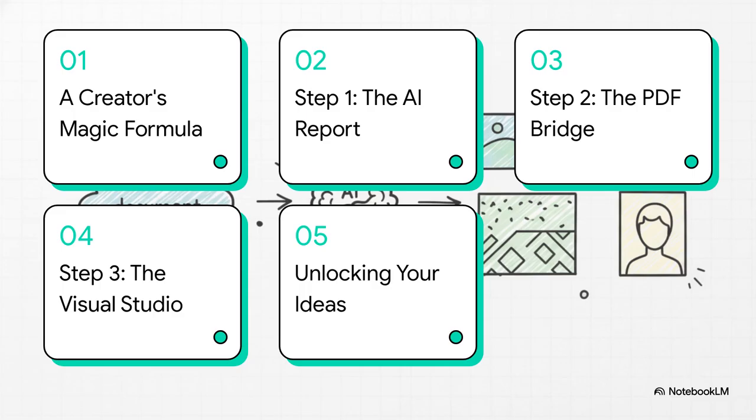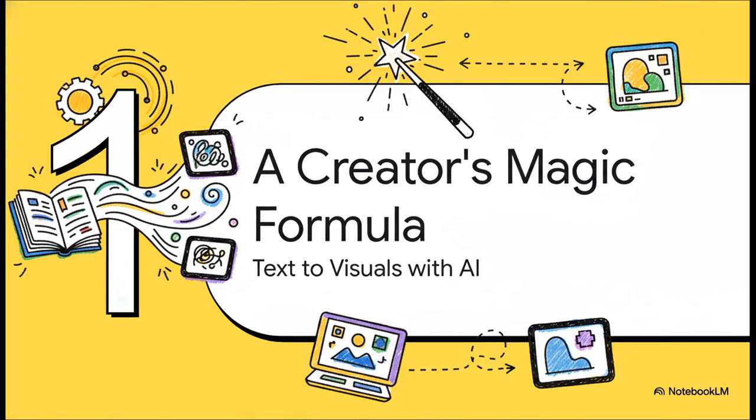Okay, so here's our game plan. First, we'll talk about what I'm calling a creator's magic formula. Then we'll walk through the 3 steps. Step 1, the AI report. Step 2, the PDF bridge. And step 3, the visual studio. And finally, we'll wrap up by looking at how you can unlock your own ideas with this. All right, let's dive right in.